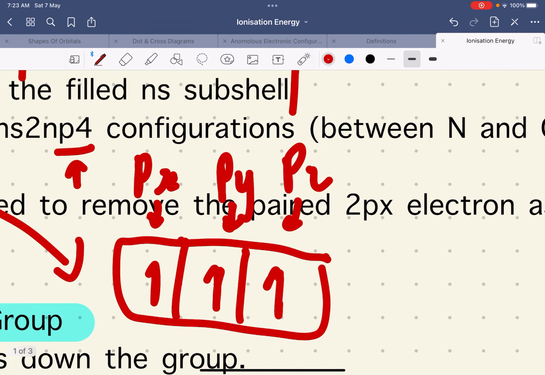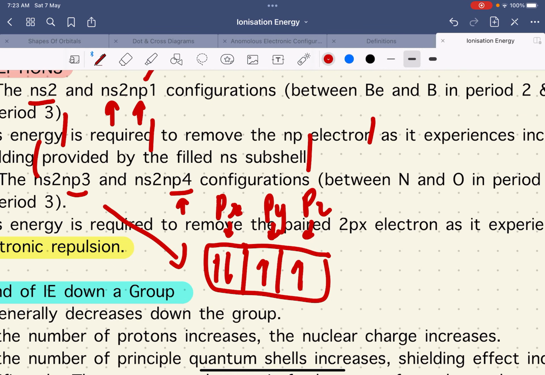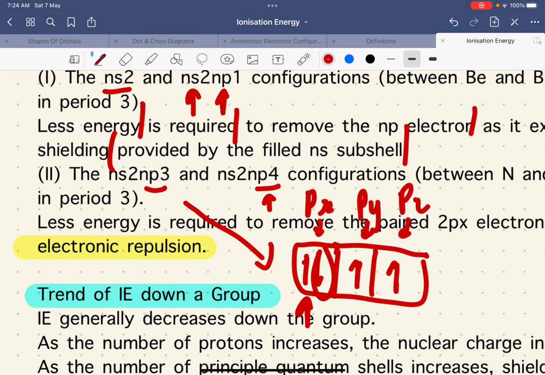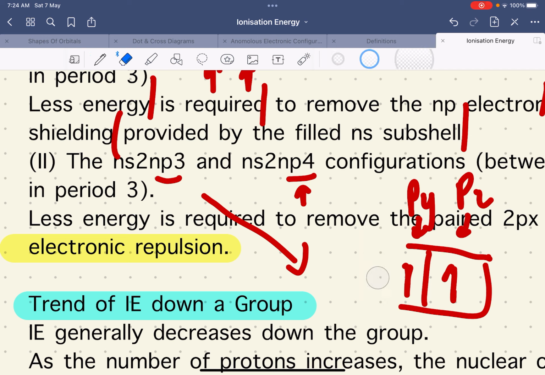But when we talk about np4, after you fill this, where do we fill? We fill this. Oops, wrong. We fill this one down, in the opposite direction. Okay? So basically, it's easier to remove this one. Why? Because it experiences what we call inter-electronic repulsion. So this electron repels this one, and this one repels this one. So less energy is needed. Okay?